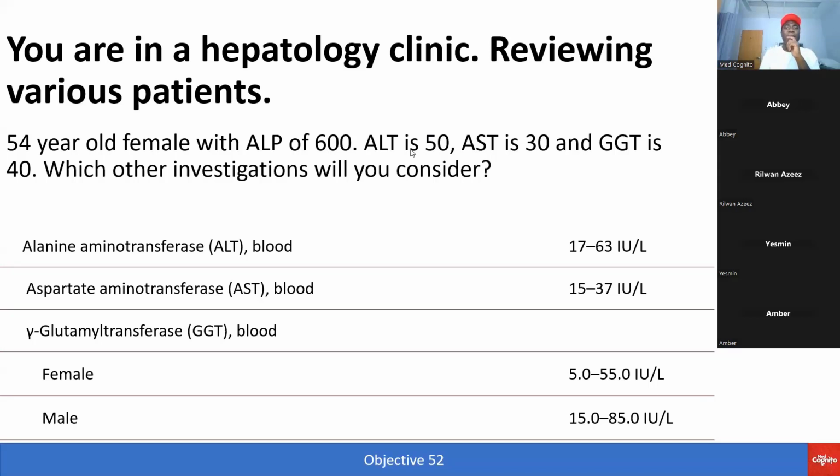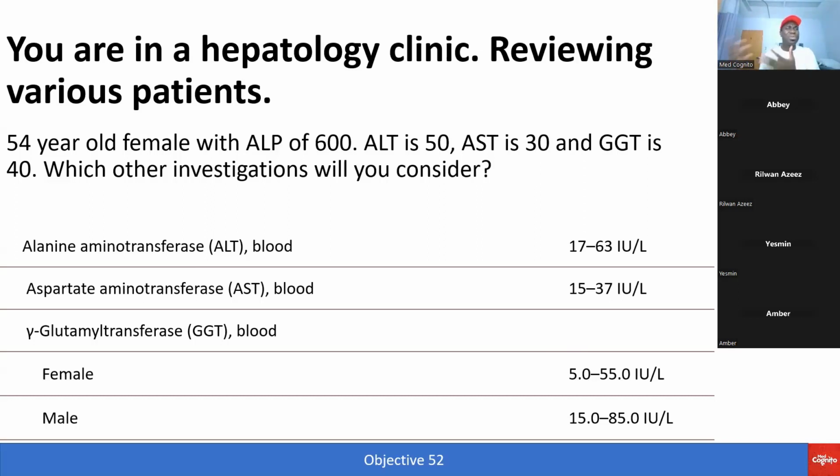Okay. What about ALT? Is it normal or abnormal? It is within the normal range. What about AST? It is also normal. What about GGT? Not within normal, mildly high. No, GGT is normal because GGT is 5 to 55, right? And GGT is 40. So that means AST, ALT, and GGT are all normal. But the ALP is high.